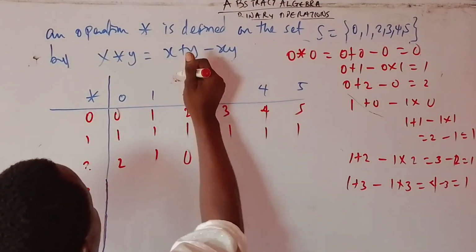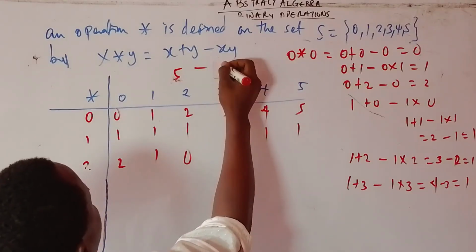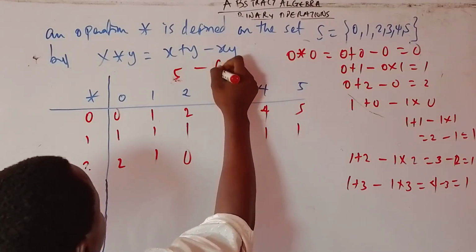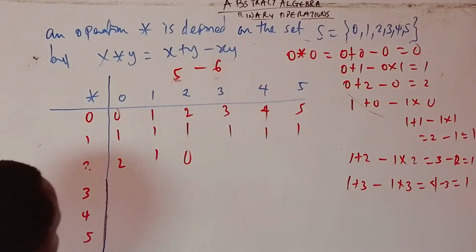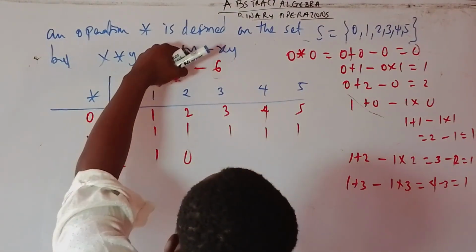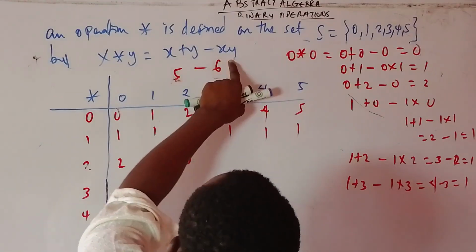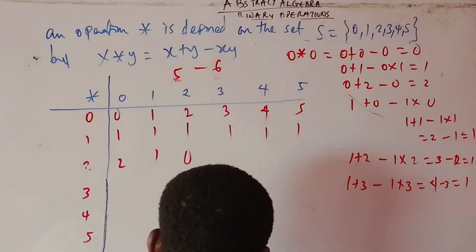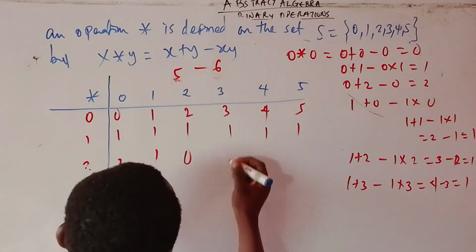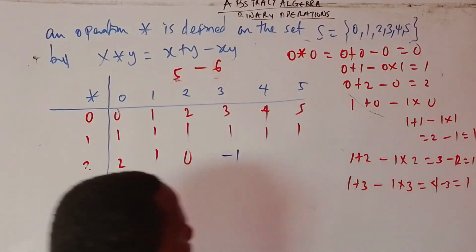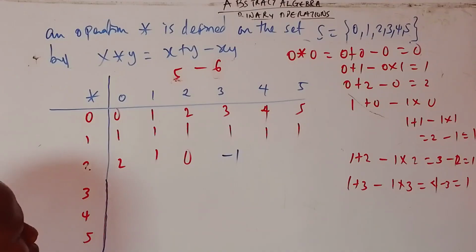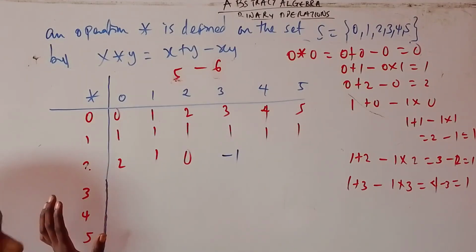You move to 3. 2 plus 3 is 5. 2 times 3 is 6. So 5 minus 6 is going to give us negative 1. You can even stop here. You don't need to stress yourself again.